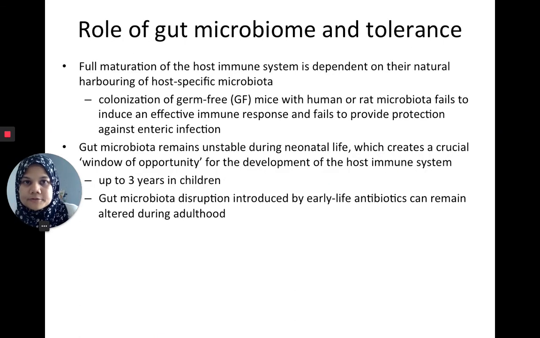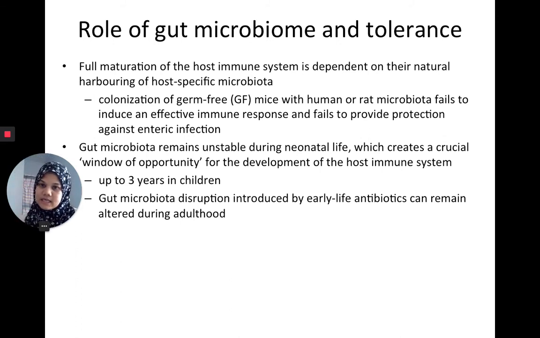And the mice, in experiments that carry inactivating mutations, they're not able to engage this pathway and they develop autoimmune diseases early in life. Another important thing about tolerance is the role of the gut microbiome. Usually what they've found is in mice, if there are germ-free mice, they fail to induce an effective immune response and fail to provide protection. So the full maturation of the host immune system is dependent on the natural harboring of host-specific microbiota. A bit of a mouthful, but it means whatever you're carrying in the gut is going to influence the development of your immune system.